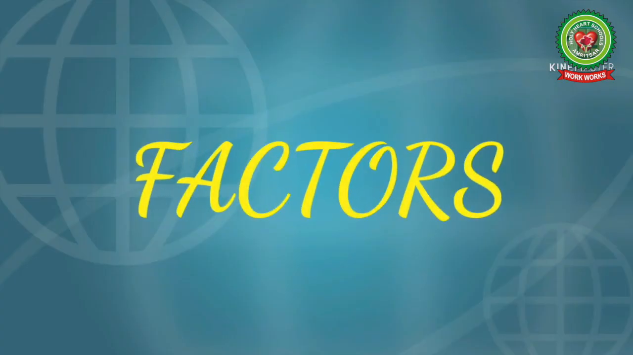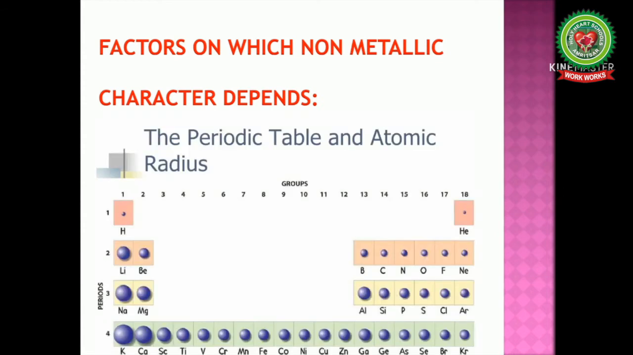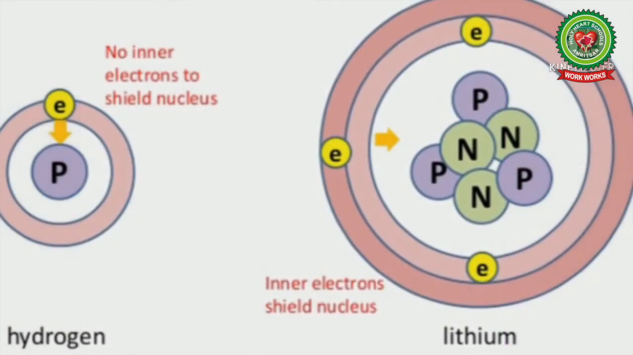Now, the factors on which non-metallic character depends. Non-metallic character depends upon two properties. The first one is atomic size, and the second one is nuclear charge. The smaller the atomic size, the greater is the nuclear pull and the tendency to gain electrons. Therefore, the element is more non-metallic by nature. Whereas nuclear charge is the charge of the nucleus, which is due to the number of protons. The greater the nuclear charge, the greater is the tendency to gain electrons. Hence, the element is more non-metallic.